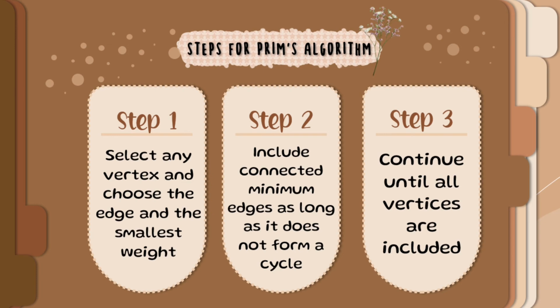Let me show you how to use Prim's algorithm with these steps. You can simply follow all these steps. Okay, here we go. Step 1. You must select any vertex and choose the edge with the smallest weight. Step 2. Proceed to include connected minimum edges into our MST at each stage as long as it does not form a cycle. Step 3. Continue until all the vertices are included.